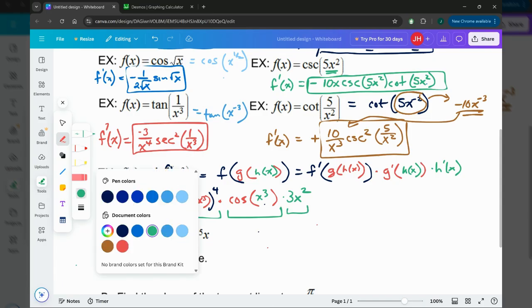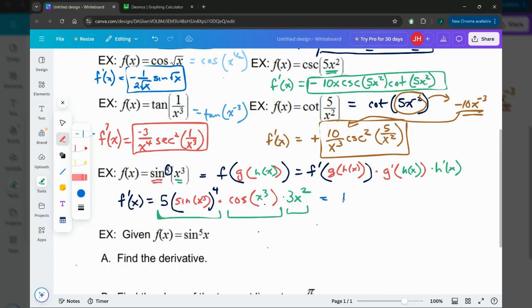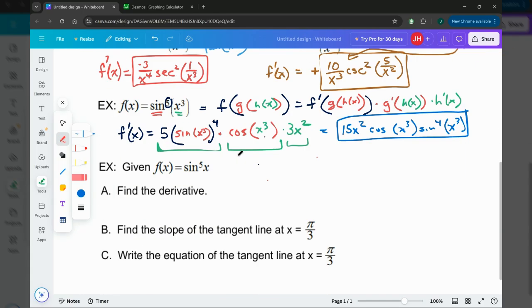And if I simplify all of this, I'm going to get 15x squared. I've got cosine of x cubed in there. And I've got sine to the fourth of x cubed in there as well. There is my triple function chain rule. And yes, you may have to do that. It's the same thing as you move on down the page here.